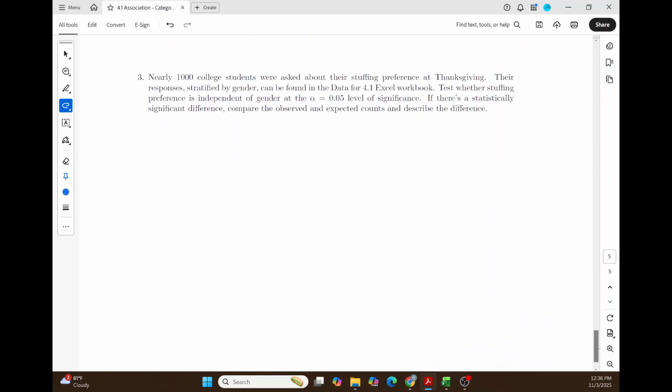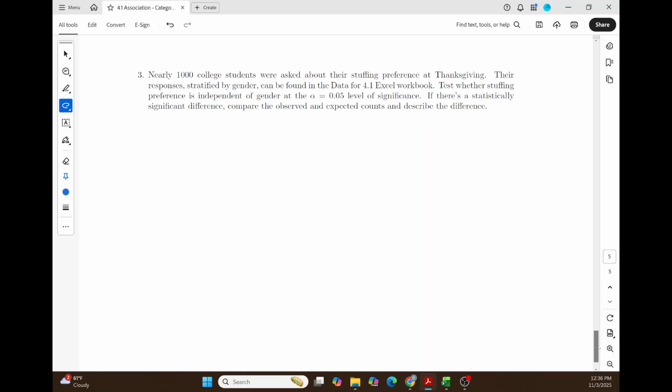Now I do have one more example, I think, because I wanted to give you an example where we did reject the null hypothesis, but also because I think you could go ahead and run this one on your own. It says nearly 1,000 college students were asked about their stuffing preference at Thanksgiving. Their responses, stratified by gender, can be found in the data for 4.1 Excel workbook. Test whether stuffing preference is independent of gender at the 0.05 level of significance. If there's a statistically significant difference, compare the observed and expected counts and describe the difference. So we have a little bit of a follow-up question we'll do there.